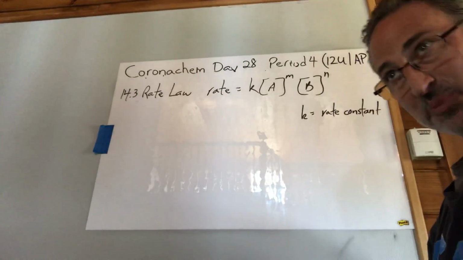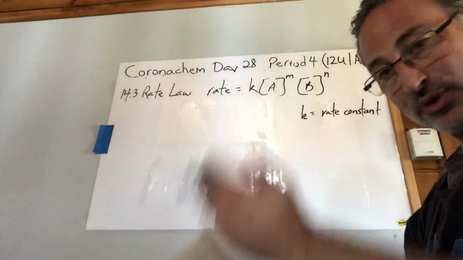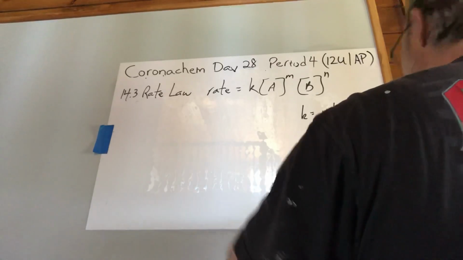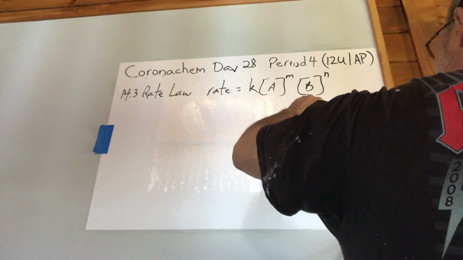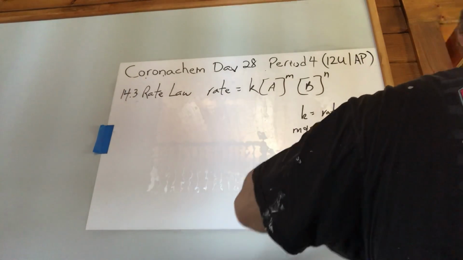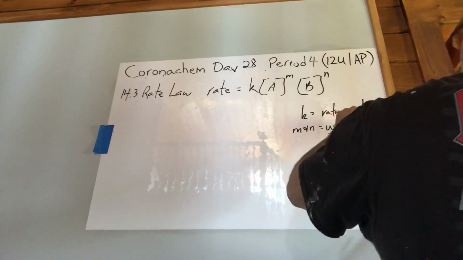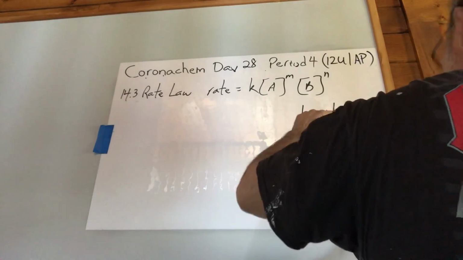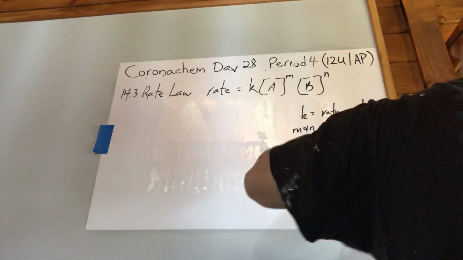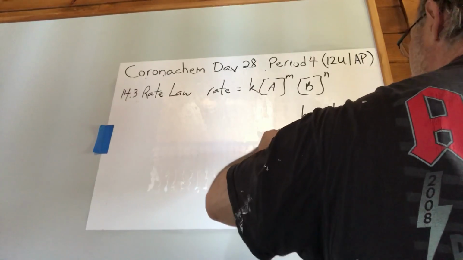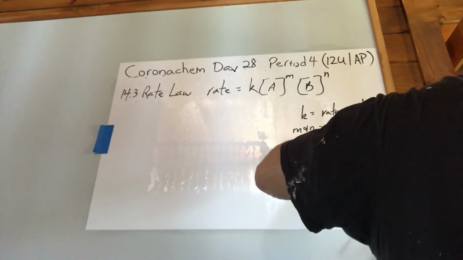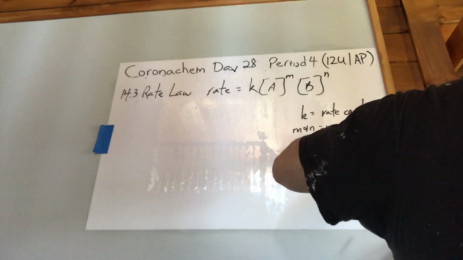But you assume that when you do your experiments, you're controlling the temperature. You don't want your temperature going all over the place because temperature affects the rates of reaction. m and n are usually small whole numbers, leave it at that. And A and B are concentrations of reactants.